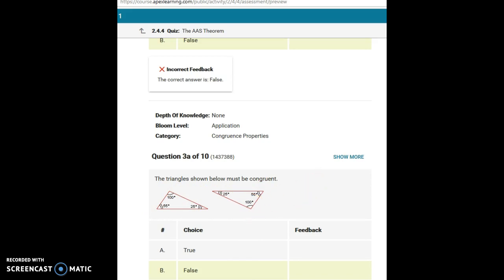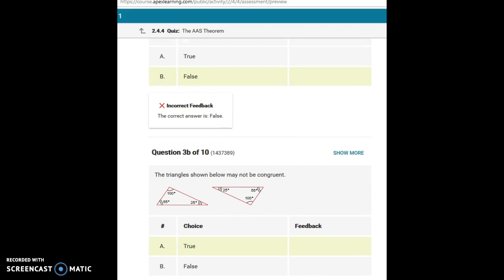So why isn't it congruent? Why isn't it equal? Because we don't have a measurement for any of the sides. We don't know how long the sides are. You can have a big triangle with those angles, and you can have a little triangle with those angles, but we don't know what the sides are. We don't know how long this is compared to this. So we don't know if it's congruent, so it's false. It doesn't have to be congruent because they don't give us any measurements on the side. We can't tell if it's equal.